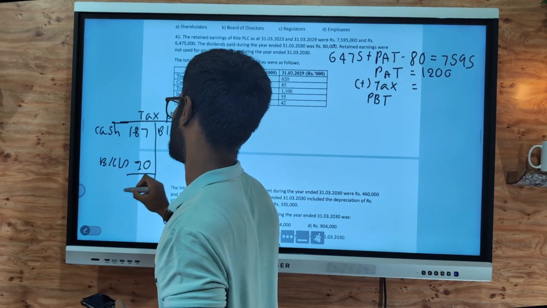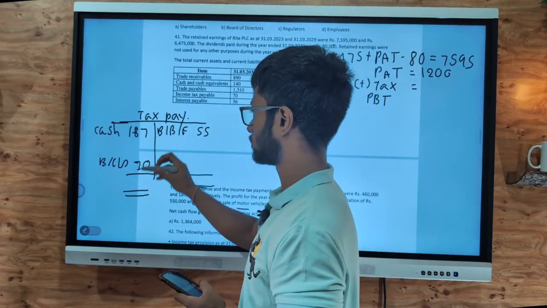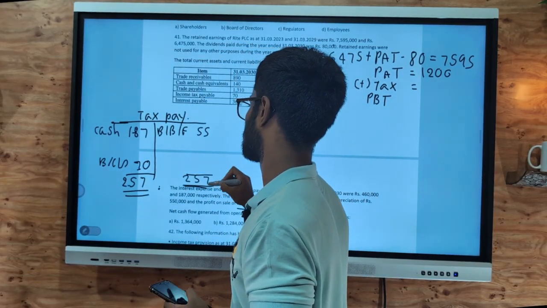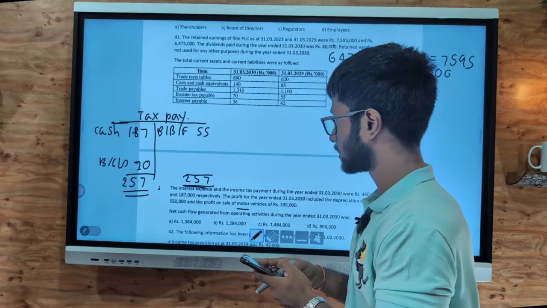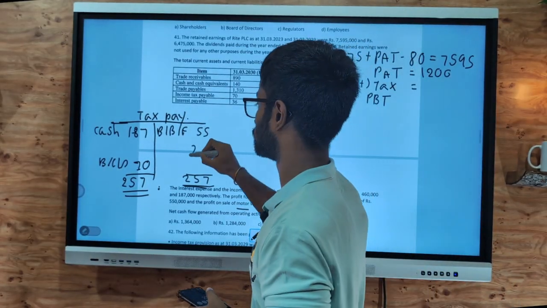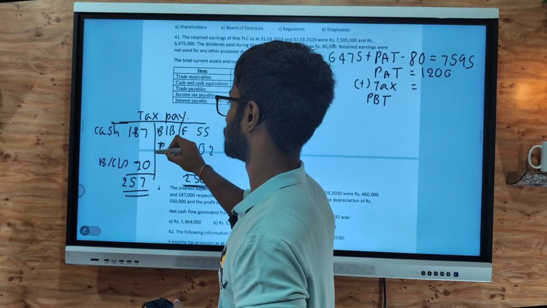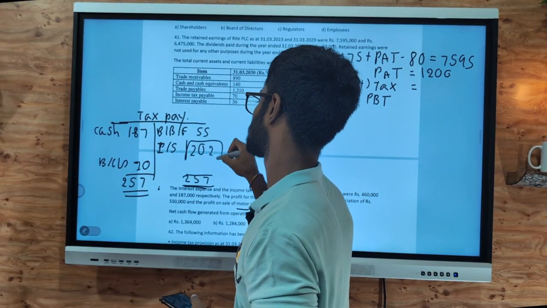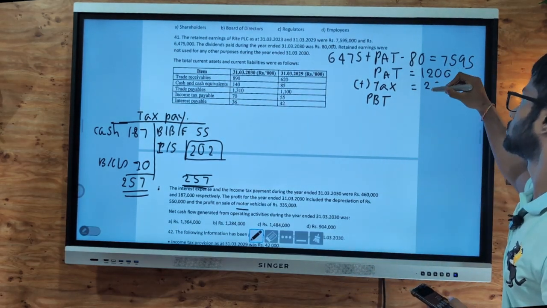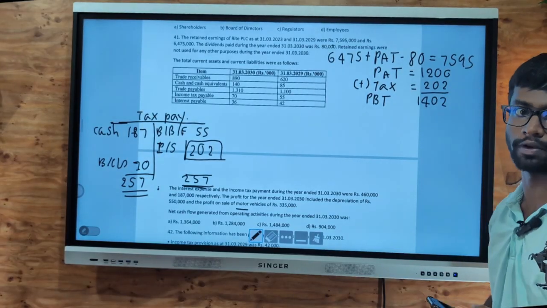187. Now when you balance this, you get 257 here, 257. 257 minus 55, you get 202. That's the amount that you recorded as an expense. So here to this we have to add 202, then we get 1,402 as the profit before tax.